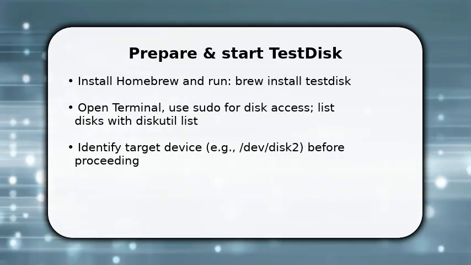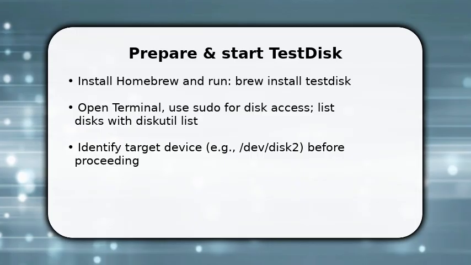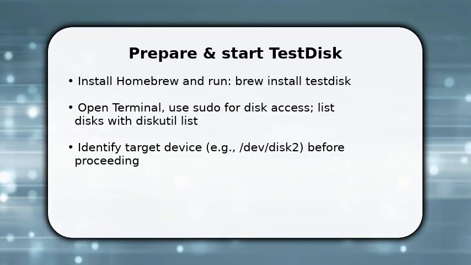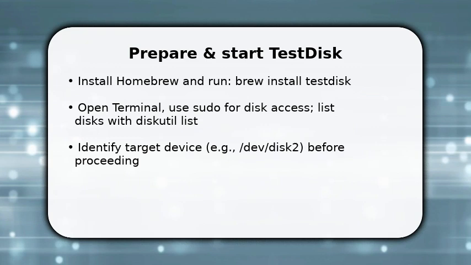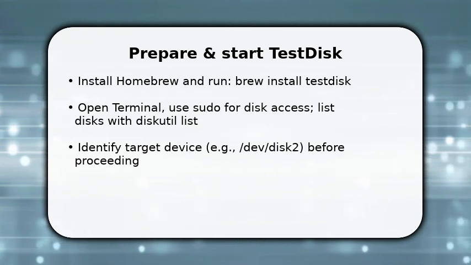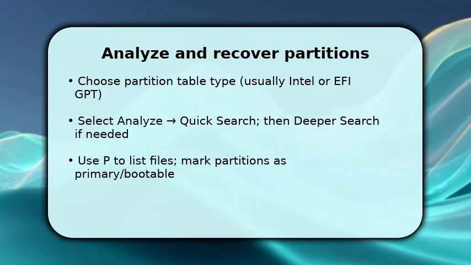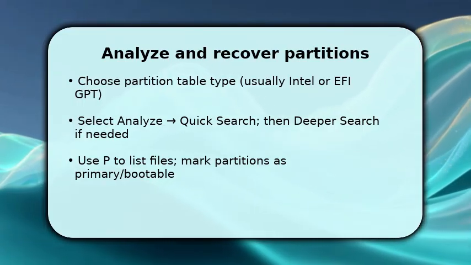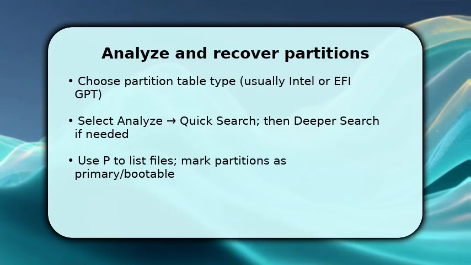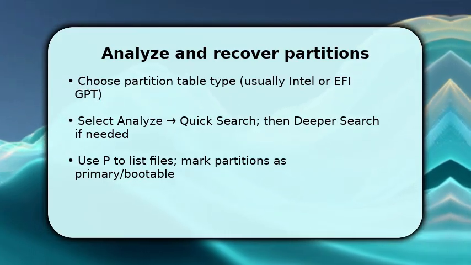Next, run sudo testdisk in Terminal to start the interactive utility, choose Create to save a new log file, and select the detected disk to move into partition analysis. You now analyze the disk. Pick the partition table type. TestDisk usually suggests Intel or EFI GPT, so accept the correct one.